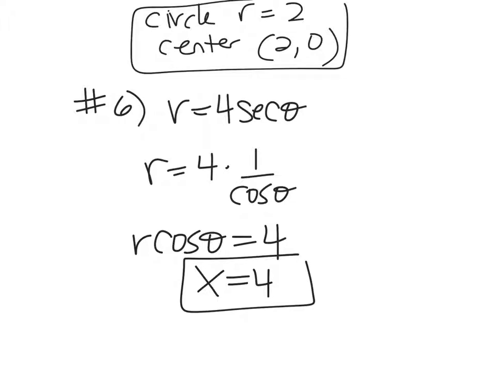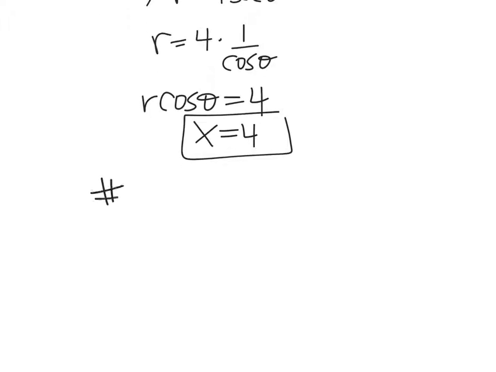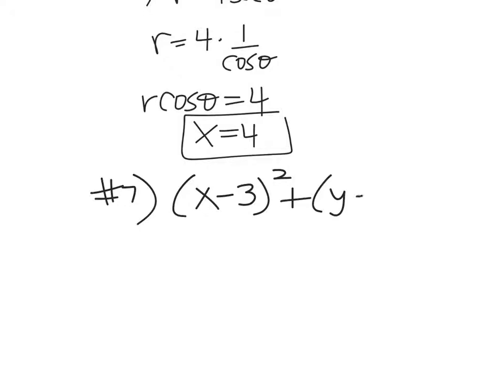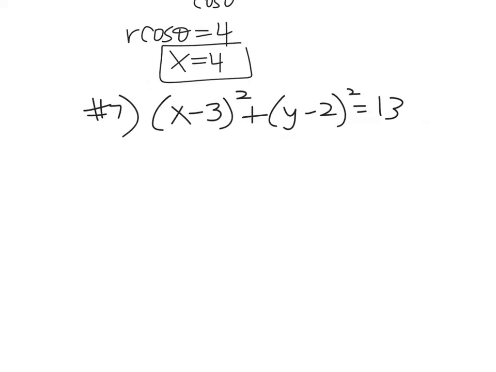All right, do I have time for this last one? Yes, 3 minutes. Number 7, last one. Okay, now we're going to go the other way. We have x minus 3 squared plus y minus 2 squared equals 13. All right, here we go. This is in rectangular form. I want to try to get this so that it's in polar form. Okay? It is a circle.